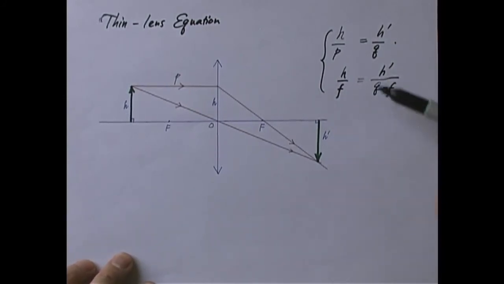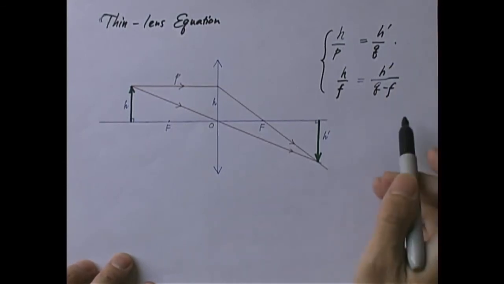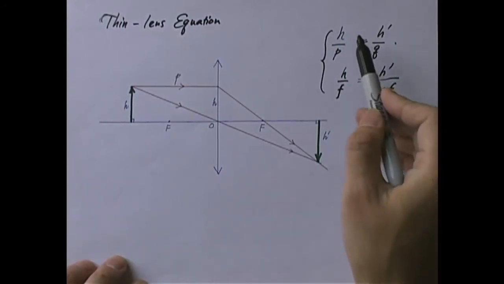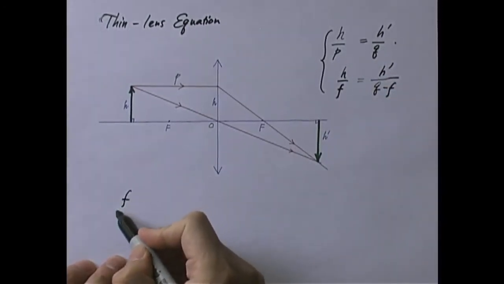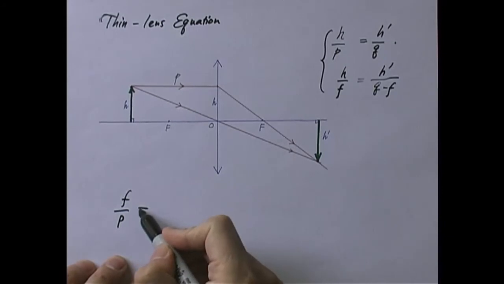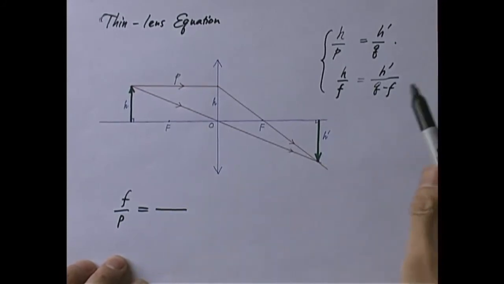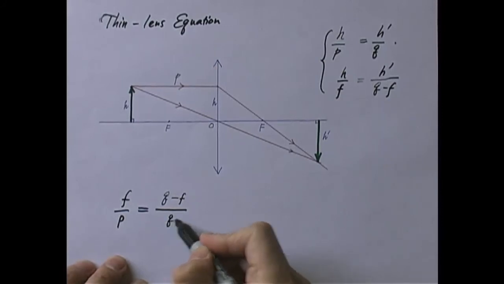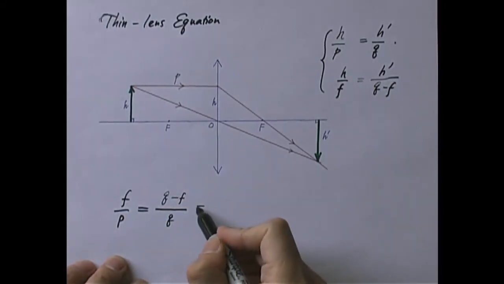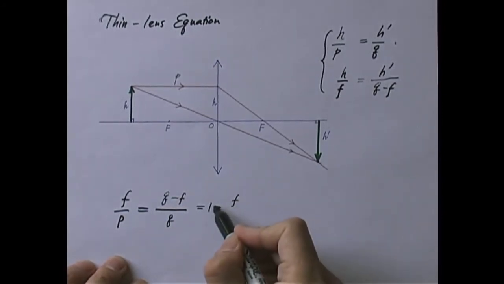You see, if you do so, h and h cancel, h prime and h prime cancel, and let's see what we come up with. If you take this divided by that, you just get f over p. And the other side is going to be q minus f divided by q, right? Which I can write as 1 minus f over q.